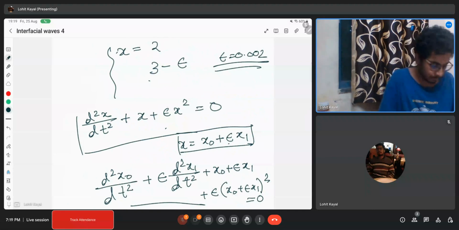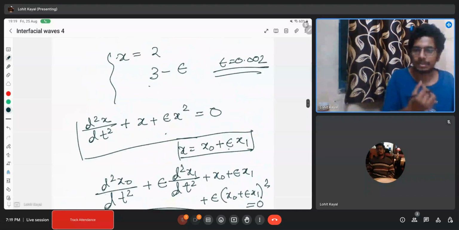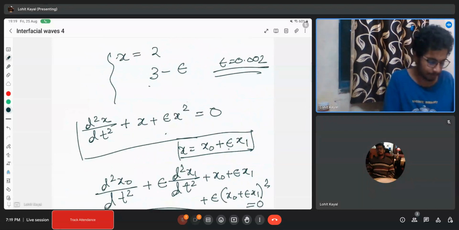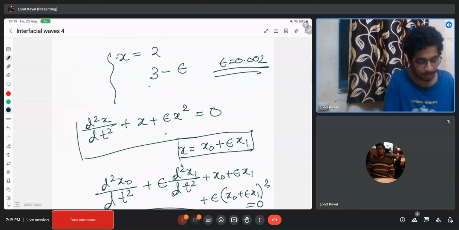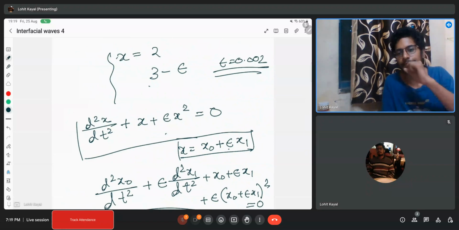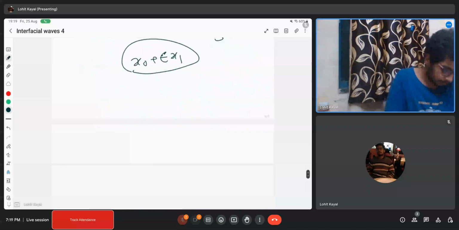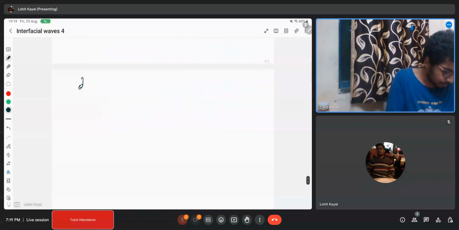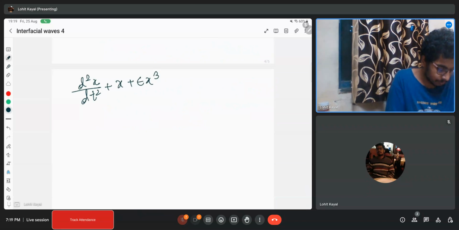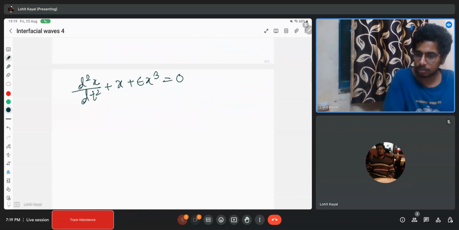Okay, done. Now, if I change the equation a little bit, instead of epsilon x square, if I change it to epsilon x cube, then what will happen? Just try that. So now our concerning equation is d2x dt square plus x plus epsilon of x cube. So the entire procedure will be the same. Okay, x equal to x naught plus epsilon x1, and we will do the same procedure.